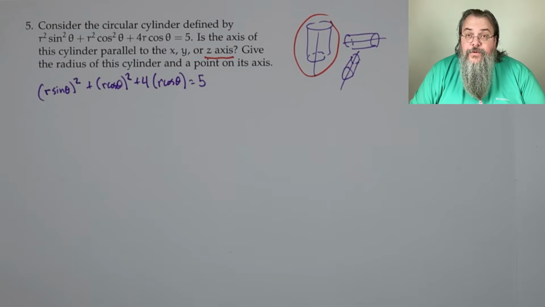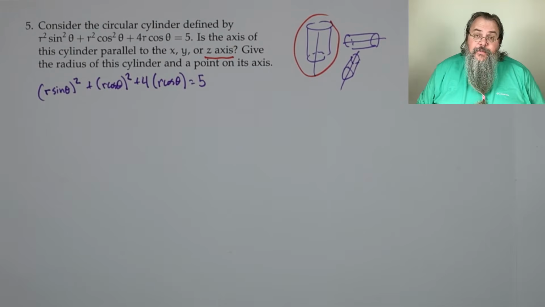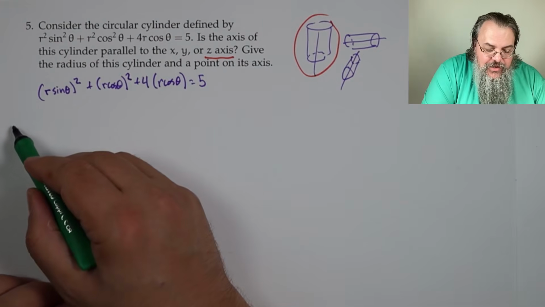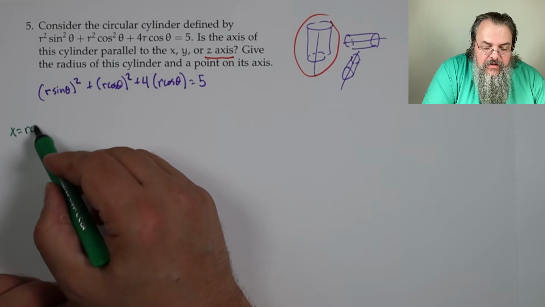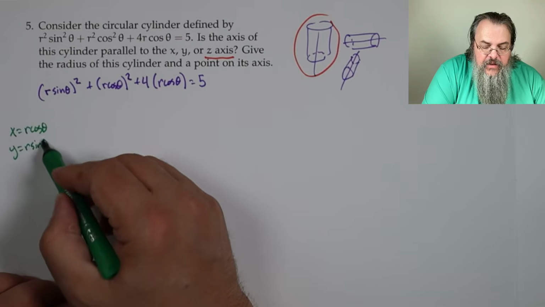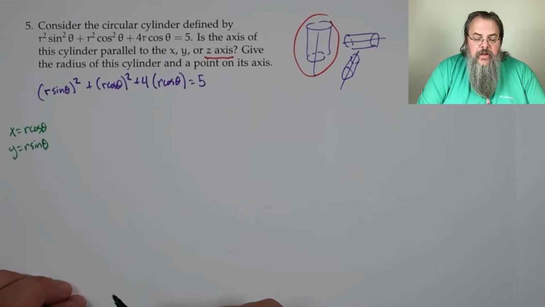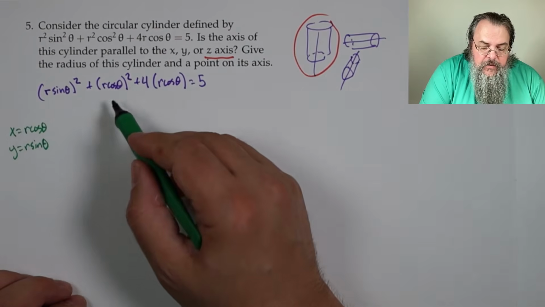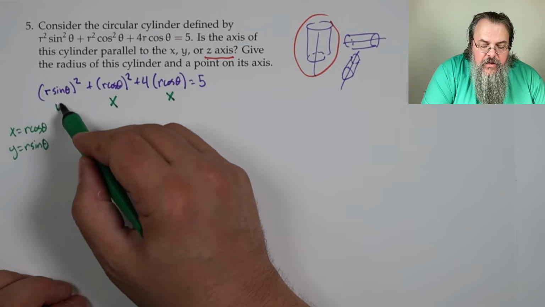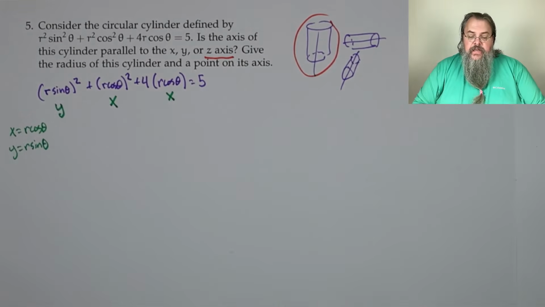Now, what do we know? If we look on our formula sheet, we have some information. And of course, who doesn't check the formula sheet if they need information? We know that we have x equals r cosine theta and y equals r sine theta. So we say, everywhere we see r cosine theta, we can put x. Everywhere we see r sine theta, we can put y. And lo and behold, we have some nice things coming together.